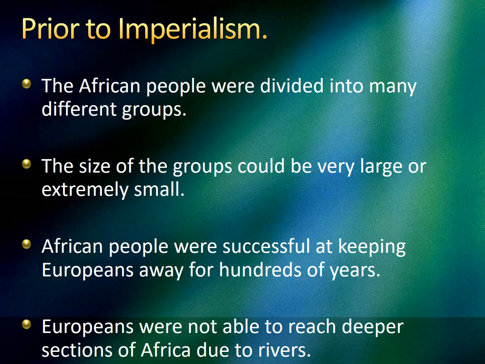Prior to imperialism, the African people were divided into many different groups across the continent of Africa. Now, the size of these groups could be very large or they could be extremely small. African people had been successful at keeping Europeans away for hundreds of years. One of the main reasons for this is Europeans were not able to reach deeper sections of Africa due to rivers, so they didn't have the technology, such as the boats or the other technologies needed to get inside these rivers and things like that.